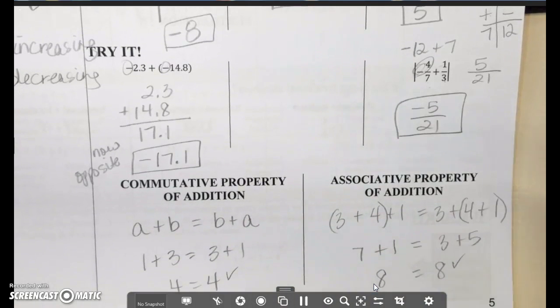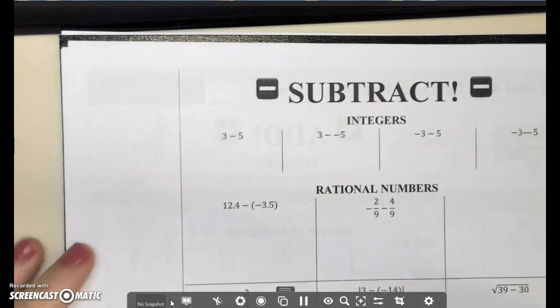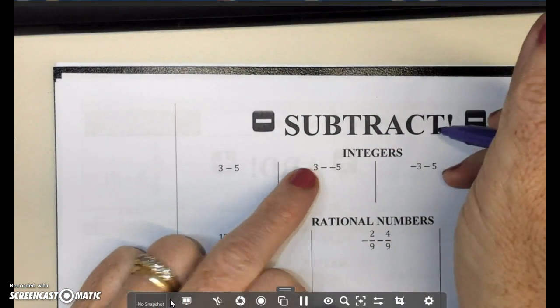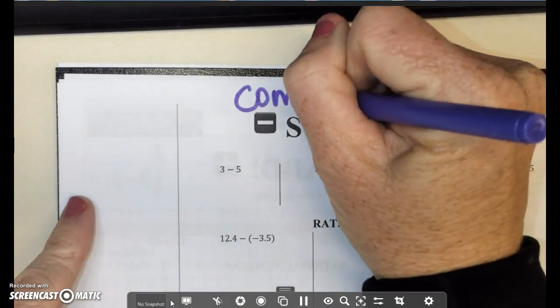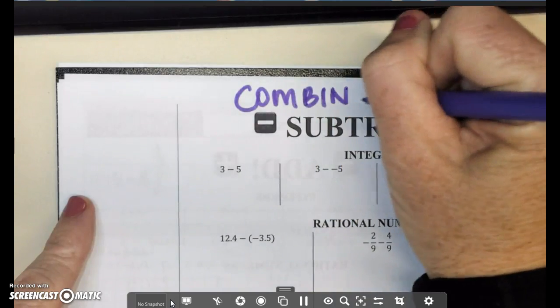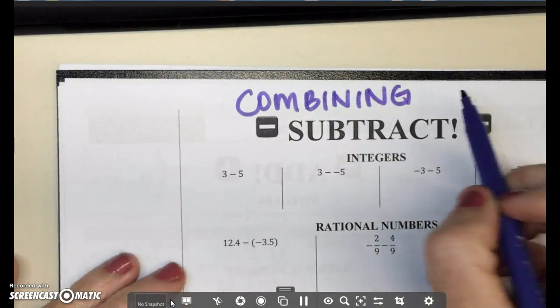Okay, quick, easy. Okay, before you do anything else, I would like you to take a nice big marker, and right above subtract, I would really like you to just think about the word combining. When you're adding or subtracting integers, that's all you're doing. You're just putting some integers together. You're combining them.